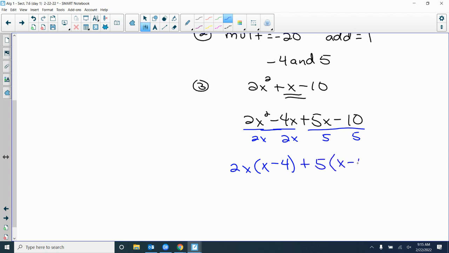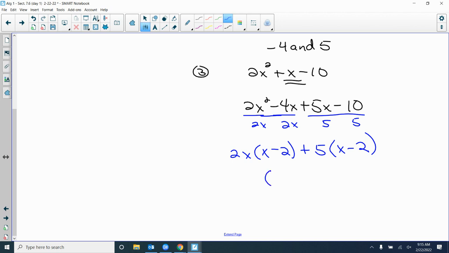When I divide, I get x minus, no, I don't get x minus 4. I screwed up. It should be x minus what? Juan, you're good at catching my mistakes. 2. And then this should be x minus 2. Okay, do I have the same parentheses in both of them? Yep. So Juan, what's my final answer? x minus 2, 2x plus 5.